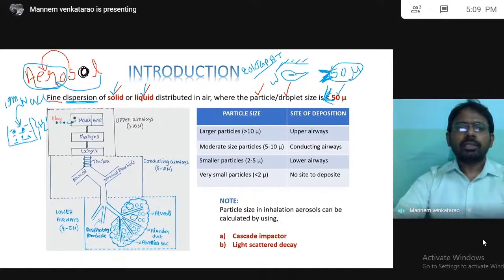In aerosol, the solvent phase is occupied by air, whereas the solute phase is sometimes occupied by solid and sometimes by liquid. Whether it is a solid or a liquid, the particle size or liquid droplet size is always less than 50 microns. Sir, why are you stressing particle size in aerosols? Because there is an importance of particle size especially in inhalation aerosols. What is the importance of particle size in inhalation aerosols?